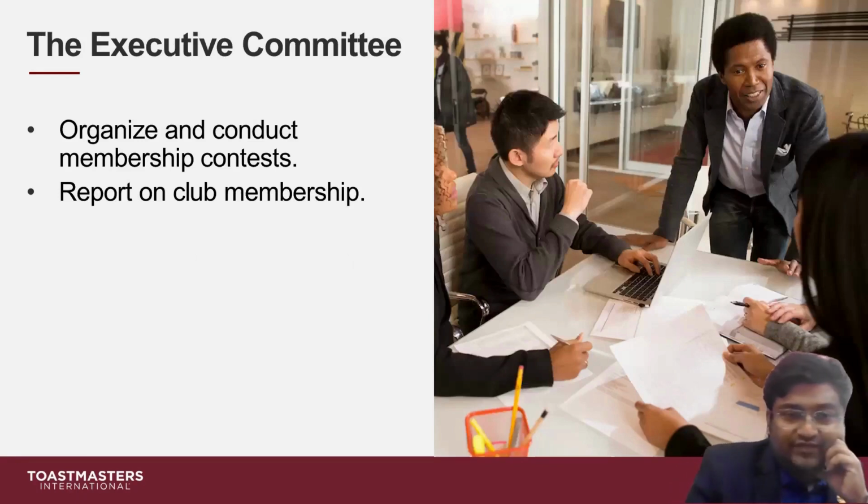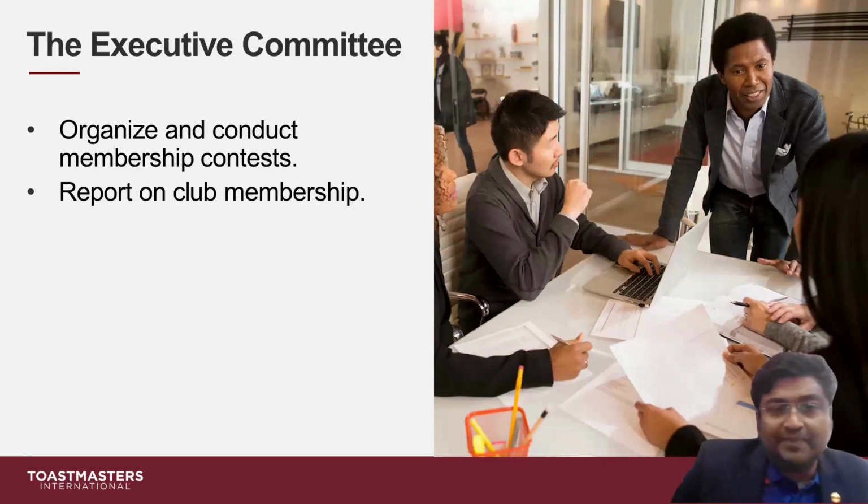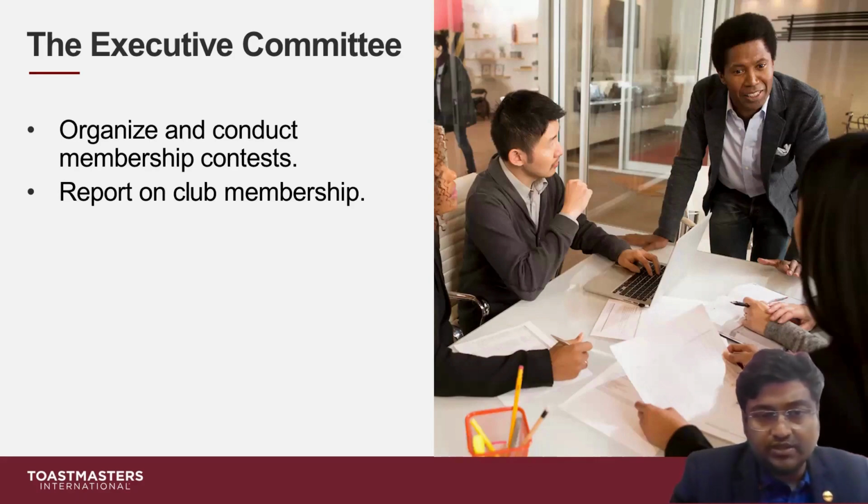Now for the executive committee. Organize and conduct membership contests and report on club membership. As a part of the executive committee, you're supposed to organize and conduct membership contests. If required, you can create a committee for that particular contest. The vice president of education, the vice president of public relations, and the vice president of membership, in no particular order, can also have associates, and it's highly recommended that they do. This will help you organize and conduct membership contests. And of course, a team ensures that together everyone achieves more.